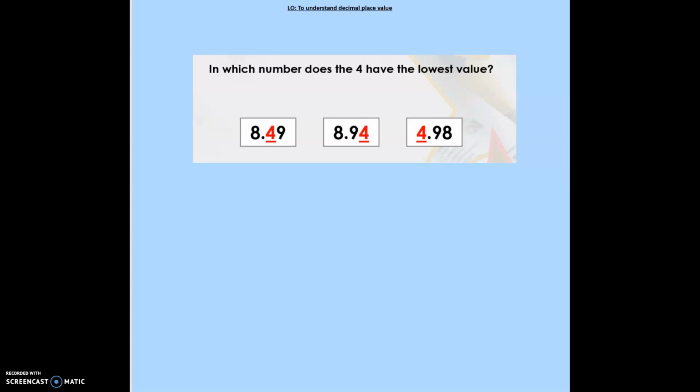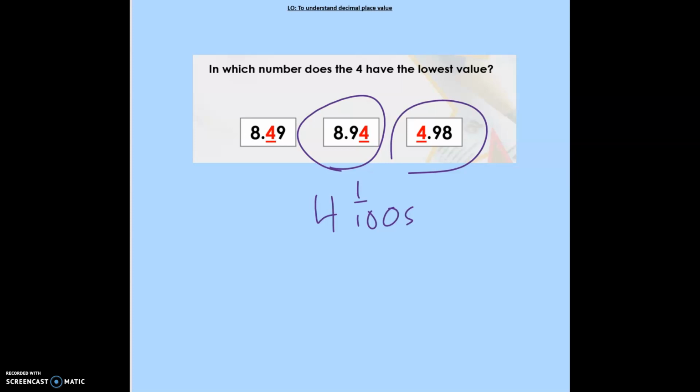Hopefully you've picked 8.94 because we have 4 hundredths here, which is the smallest value. I would much rather have 4 whole slices of the cake than a 400th slice of the cake.